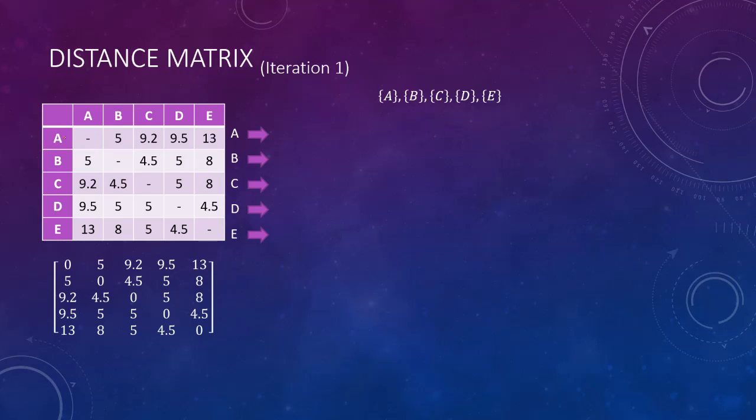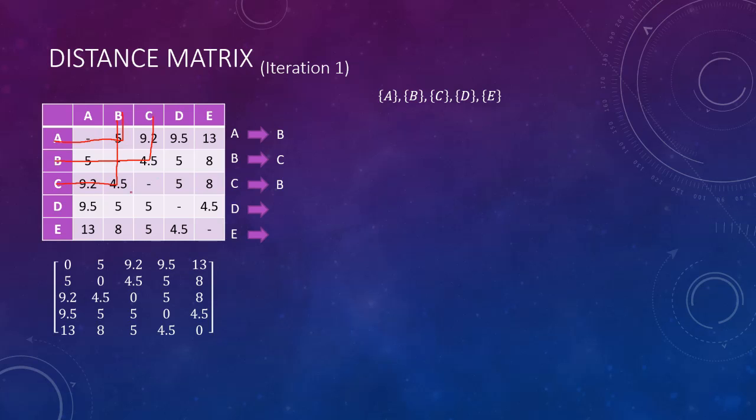So we can see that the lowest number in this row here is 5. So the closest vector to A is B. Let's do the same now with B. The closest vector to B, the smallest number here, is 4.5, which is C. So A matches B, B goes to C. Let's look at C. The lowest number here is 4.5, so C also matches with B.